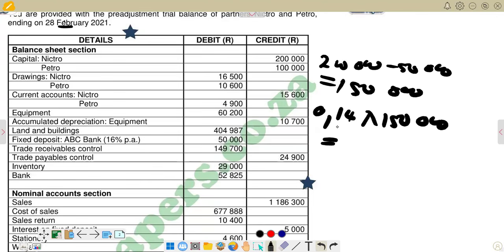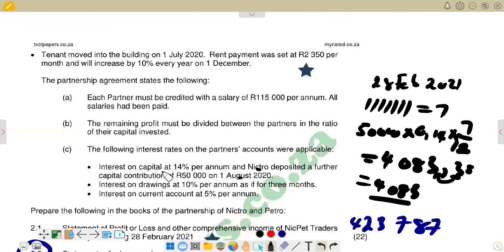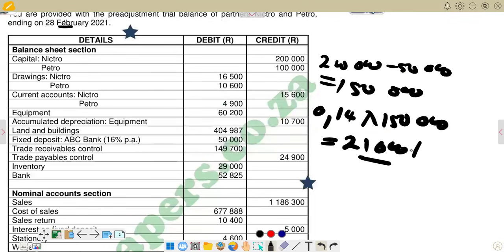We are saying 0.14, then you multiply by 150,000. Then we get 21,000. So this is the answer that we are having. And this 21,000, now we add it to the interest that we got there, which is 4,083. So we are going to add 4,083 there. Then we say this one plus 4,083. Get the total interest for that partner. So if you add the two, you see that the total that you are supposed to get there is 25,083.